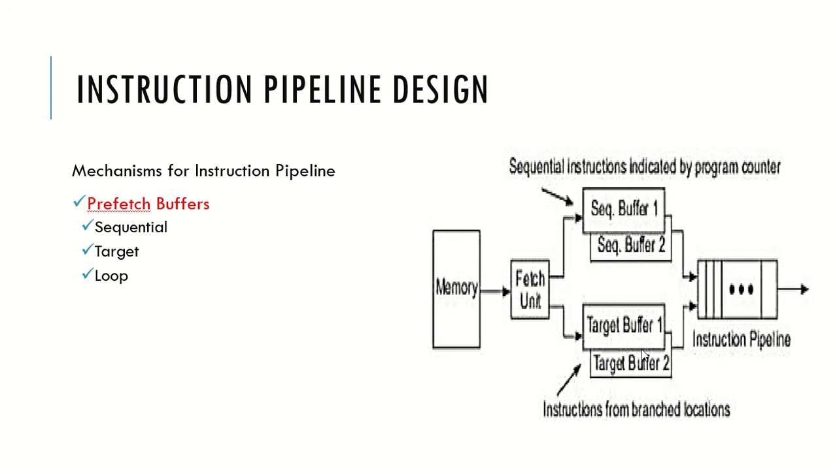Similarly, if you have a loop, then you will have the loop buffer being controlled to contain the data relevant to that particular loop. Okay, so here you can see there is a memory, there is a fetch unit, and the fetch unit is going to control all the prefetch buffers, and it is from the buffer that the data or the instruction is fed into the original pipeline. I repeat, it is from the corresponding buffer that the data or instruction is fed into the instruction pipeline.